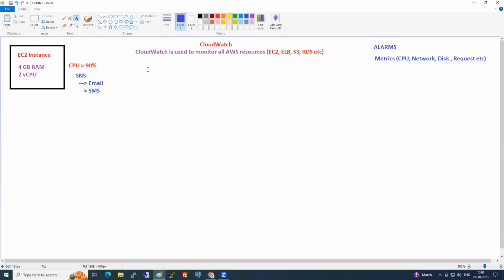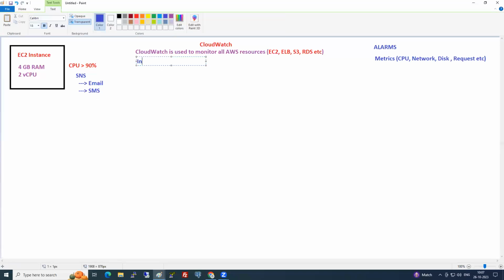So in CloudWatch, we create what? Alarms. We create alarms to monitor AWS resources.